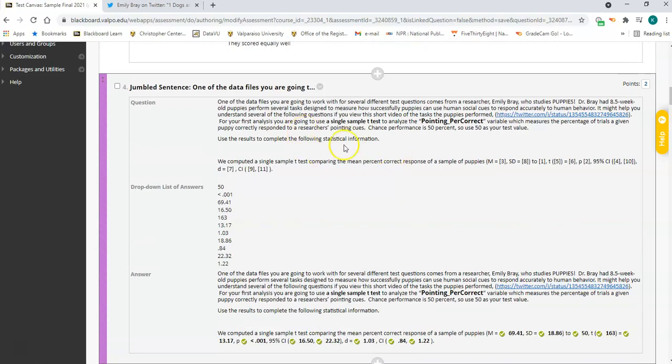Okay, so now this first question is asking you to use a single sample t-test, and what you're going to be doing is comparing the average of all the puppies' performance on the pointing task. What percentage of trials did the puppies go to the correct cup that was being pointed at? Now, you're going to be comparing that to 50% because there's only 2 cups, and so by chance, you'd expect the puppy to go to the correct cup 50% of the time. And so we're going to compare the sample mean to that 50%. And then we're going to run it, and then you'll just plug them in down here.